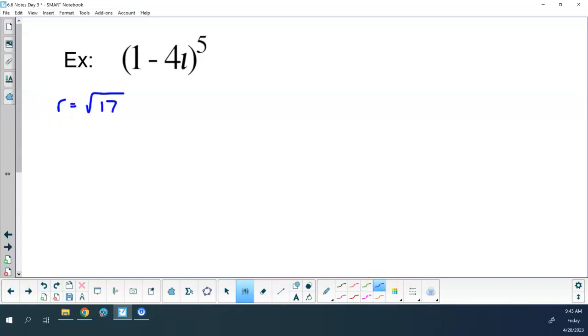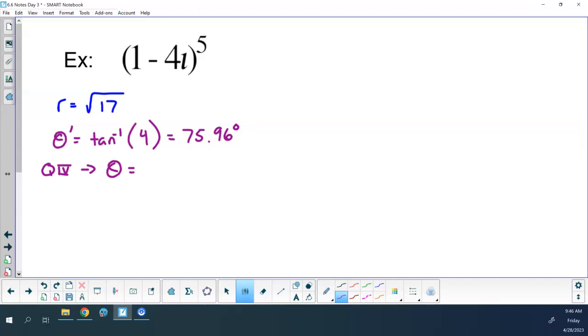I get an R value of the square root of 17. Inverse tangent of 4 would be my reference angle, which would be 75.96 degrees. Since this is in quadrant 4, that is going to be 360 minus that reference angle. So I get a 284.04 degree actual angle. Yes?